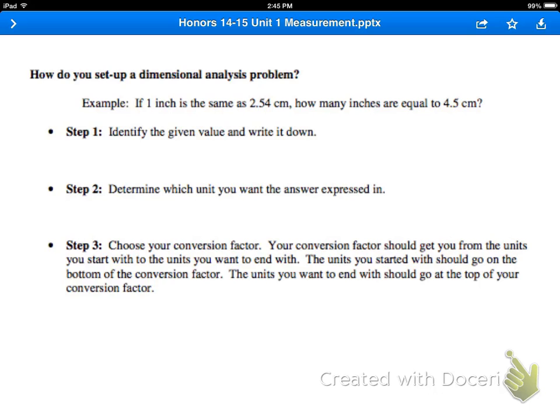So how would you set up a dimensional analysis problem? So here's a typical problem. 1 inch is equal to 2.54 centimeters. That's our conversion factor. How many inches are equal to 4.5 centimeters? This is our given. This is the given measurement that we're going to start with. So you have to identify the given and write it down. 4.5 centimeters. We know that we're given the units of centimeters and we want our answer in inches.